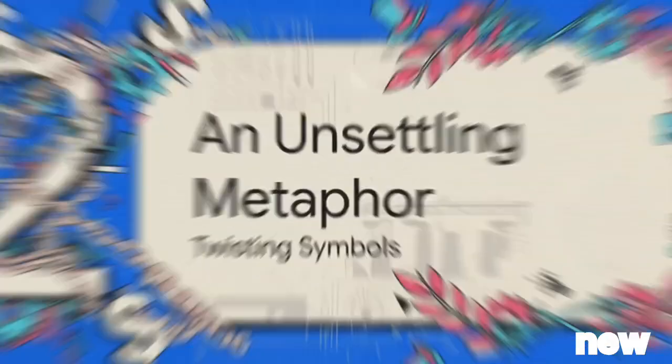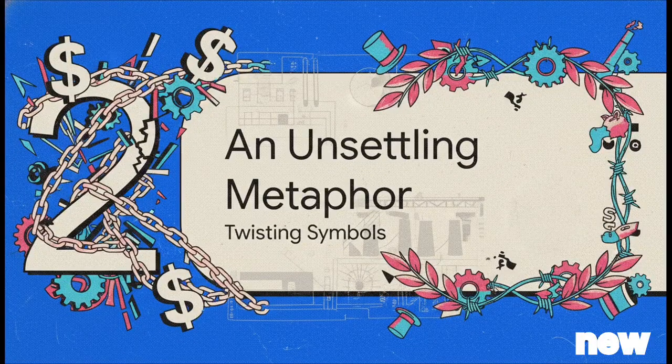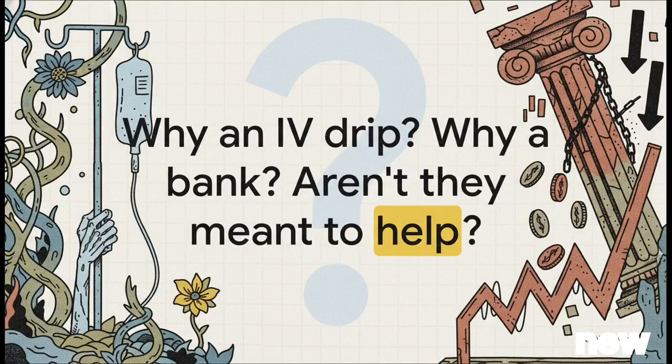So we've got the basic image down, but you can tell this isn't just a random mashup of things, right? It's a really carefully built metaphor. And the way it works is by taking symbols we think we know and twisting them. And that's where things get really clever, isn't it? I mean, think about it. A bank? That's supposed to be where your money is safe, where it grows. An IV drip? That's life support, healing, right? These are symbols of health, of security. So why on earth would you put them together in a way that just feels so wrong, so unsettling?